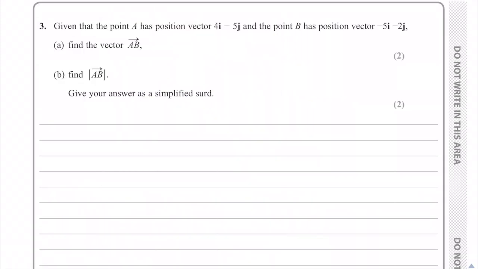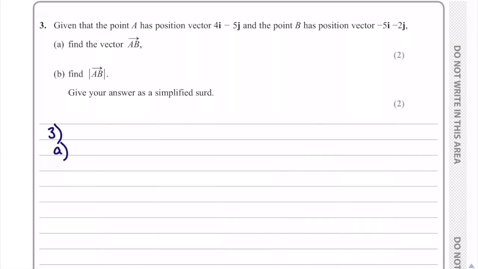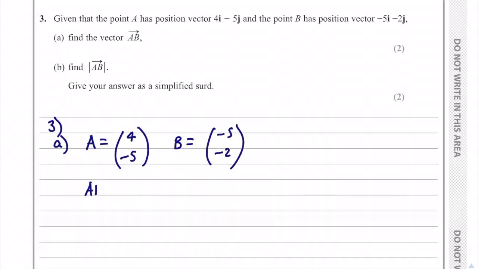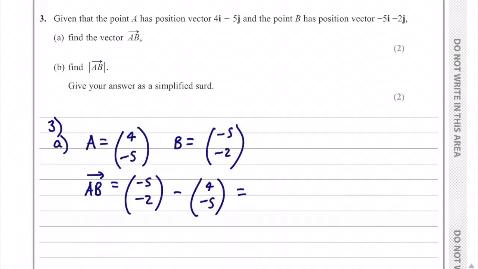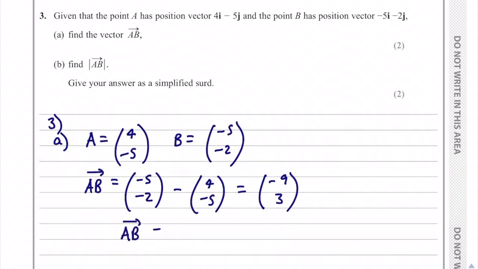Question 3 says, given that the point A has a position vector of 4i minus 5j and the point B has position vector minus 5i minus 2j, part A says find the vector AB. So we know the position vector A is 4, minus 5 and the position vector B is minus 5, minus 2. So the vector A to B is going to be the difference between the position vector B and the position vector of A. So if we simplify this, we get minus 9 and then minus 2 minus minus 5 is going to be 3. And now I can write that in ij notation. So that's going to be minus 9i plus 3j.